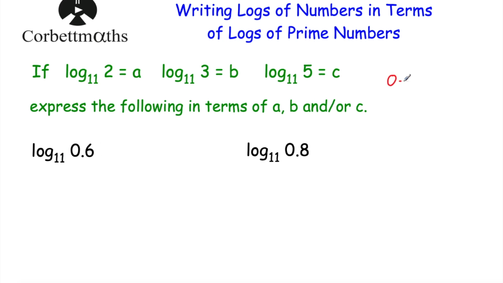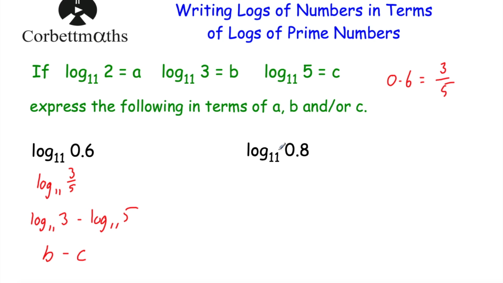So let's write our 0.6 as a fraction. 0.6 would be equal to 3/5, and that's great, because if we write this as the log to base 11 of 3/5, we've got our 3 here and our 5 here, so we can split this up into the log to base 11 of 3, subtract the log to base 11 of 5. Now the log to base 11 of 3 is b, subtract the log to base 11 of 5 is c, so the answer would just be b minus c.